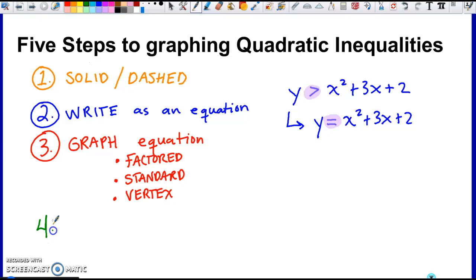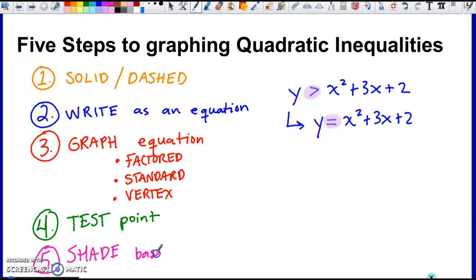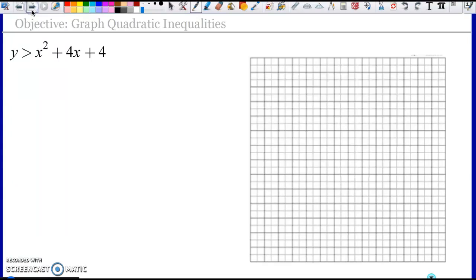Finally, step 4 is to test a point to see where to shade. And then finally, you will shade based on the test point. And those are the 5 steps. They're going to make a lot more sense once I go through them in order on the next slide. So make sure you have all 5 of those steps written down, and we're going to begin on the next page, the next slide.